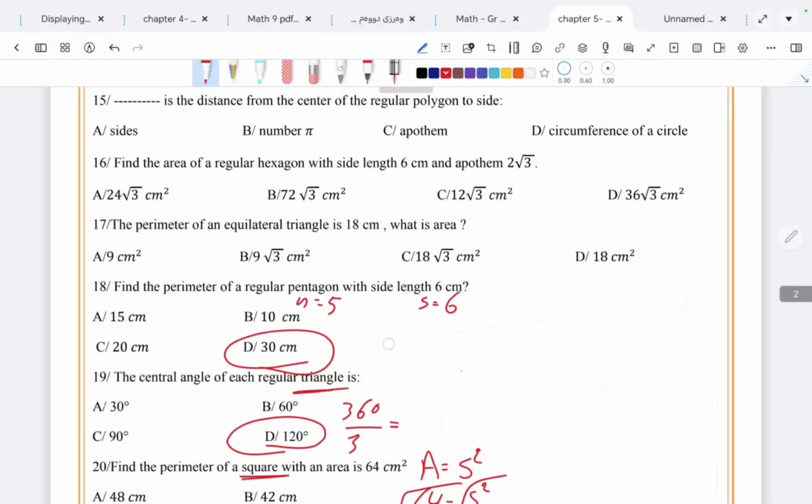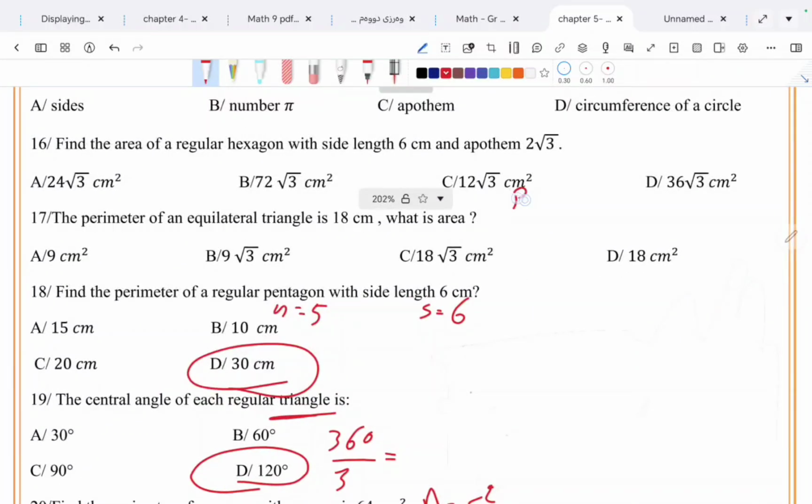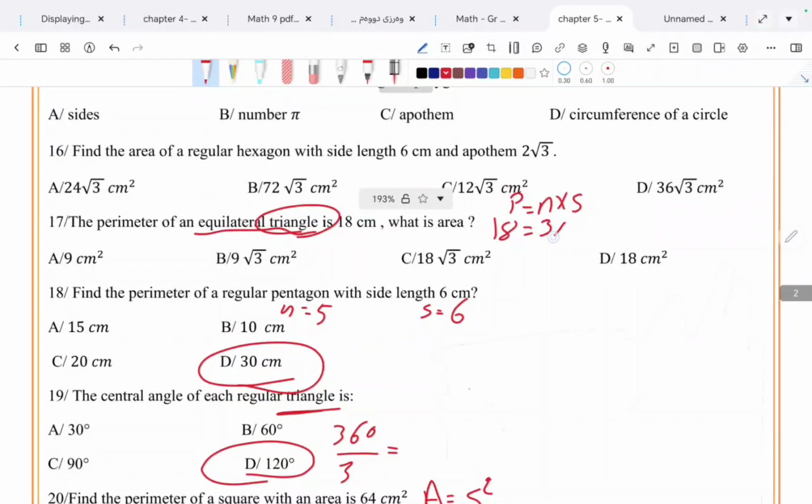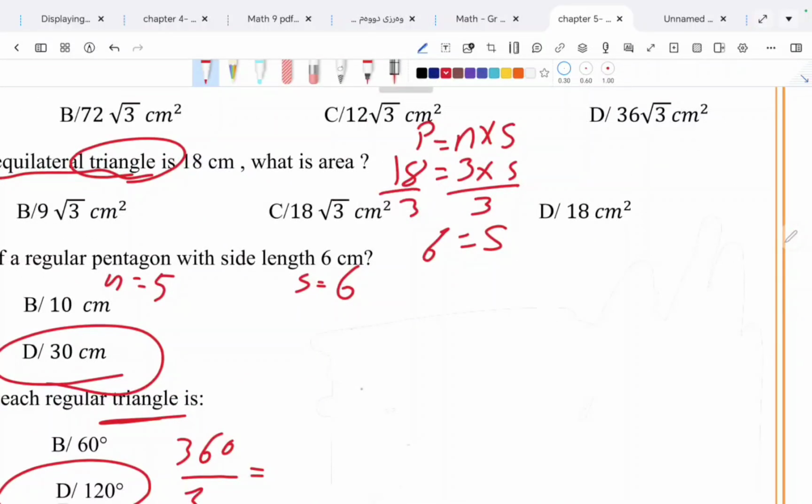This one, question 17, is very important. The perimeter of an equilateral triangle is 18. What's the rule of perimeter? They ask for what? Find the area of the equilateral triangle. Let's see. Perimeter equals n times s. Perimeter is given, which equals 18. We don't have n, we don't have s. N equals what? It's a triangle. N equals 3 times s. Okay, how to get rid of 3? Divide by 3, divide by 3. So s equals what? S equals 6.